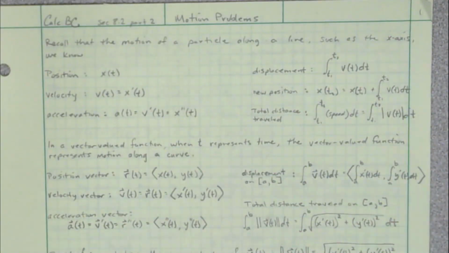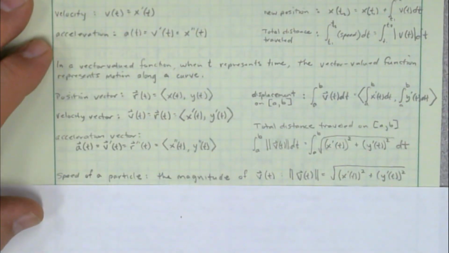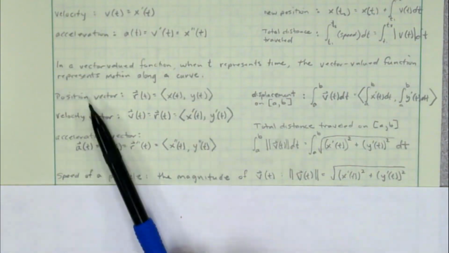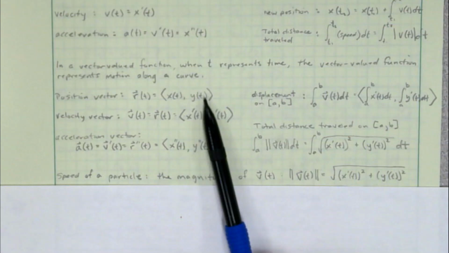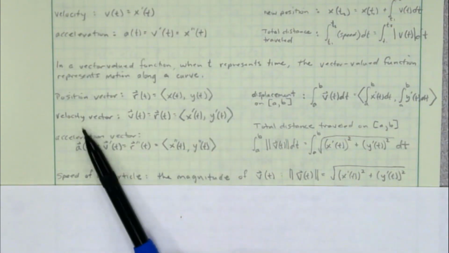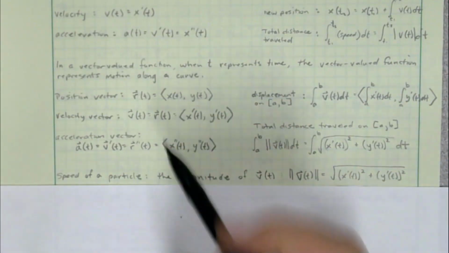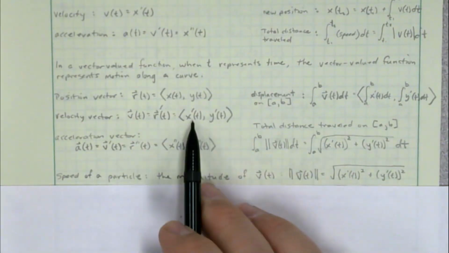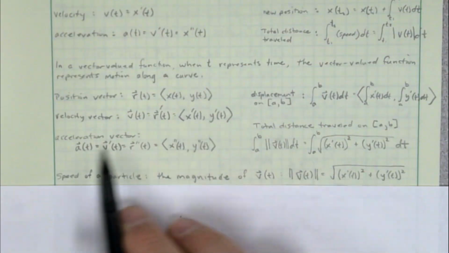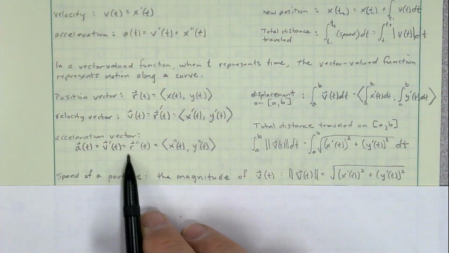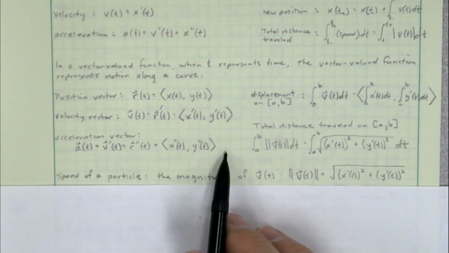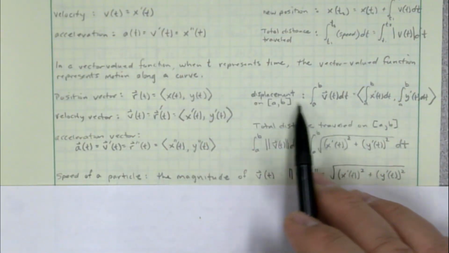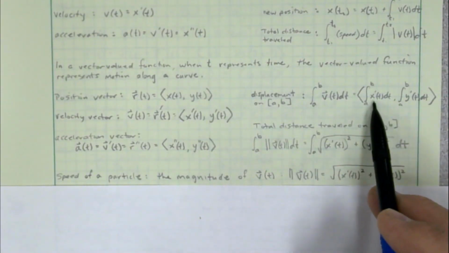In vector valued functions, when t represents time, the vector valued function represents motion along a curve. Okay? So then we have these items. Very similar: the position vector right here, the velocity vector, which is the derivative of the position vector, so x prime, y prime, and the acceleration vector, with a very similar approach. The displacement is the integration of the velocity vector, which is the integration of each of those two items in there.